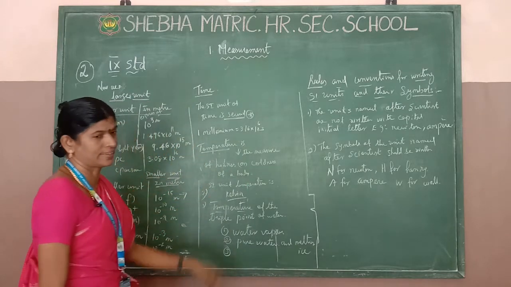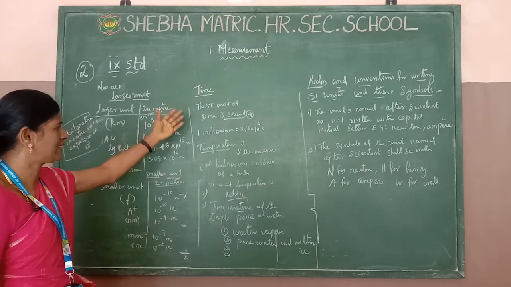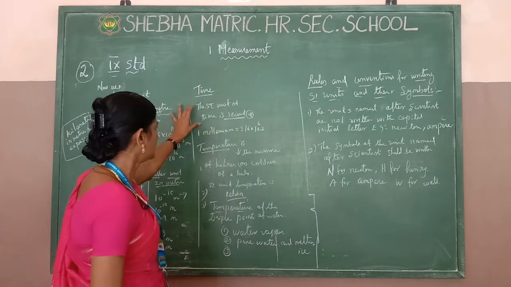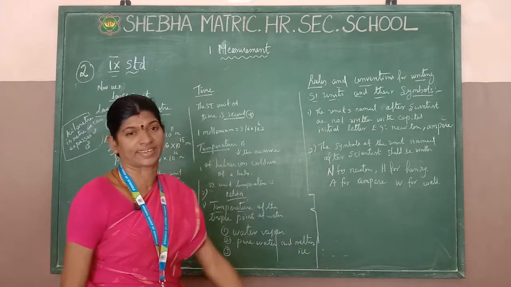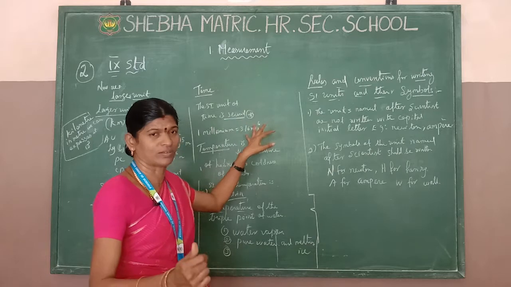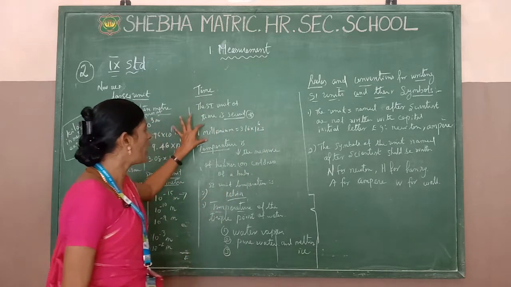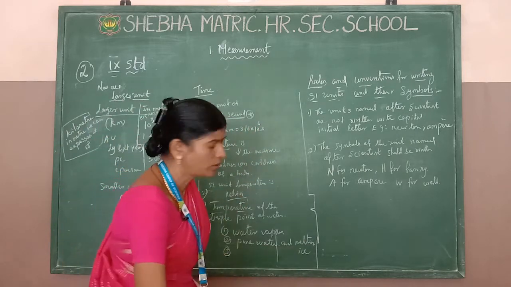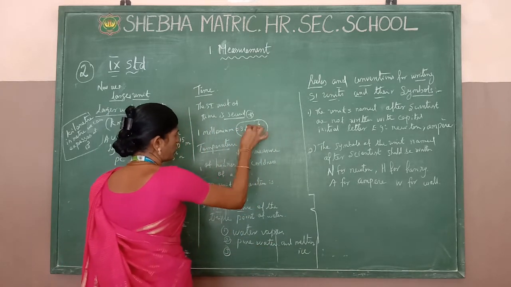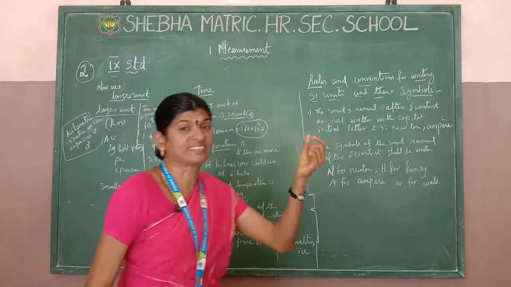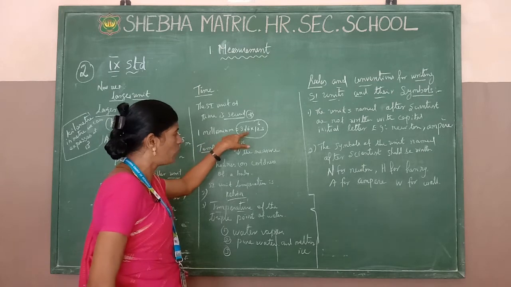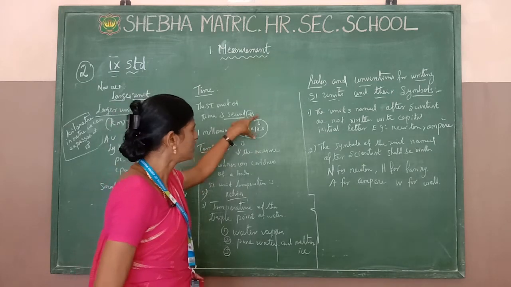Okay. Next, time. What is time? The SI unit of time is the second. How is it measured? Time is measured in seconds only. So 1 millennium, an important one. 1 millennium is equal to 3.16 into 10 power of 9 seconds. It's clear?